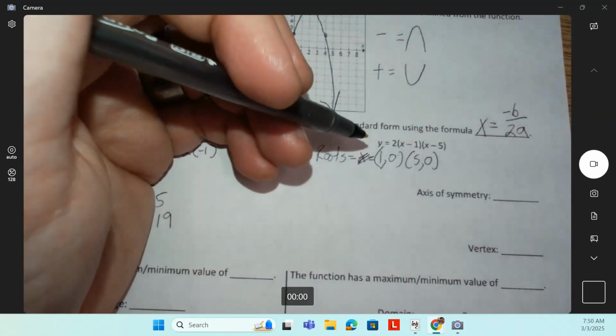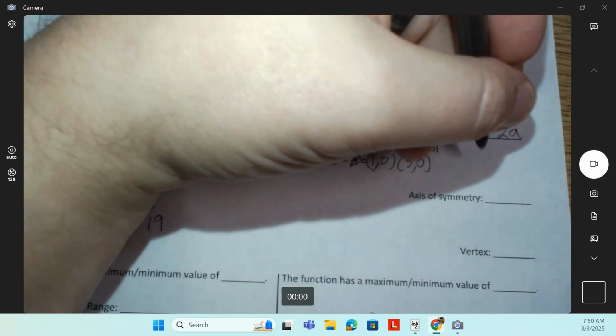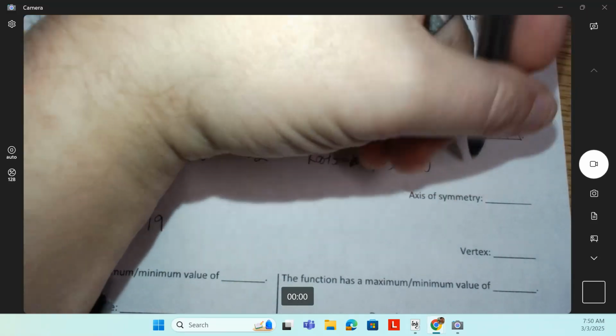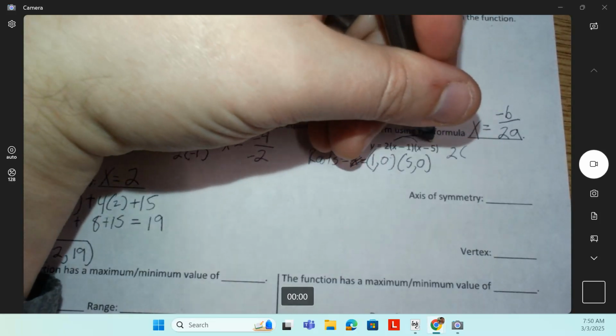So let's multiply this out real quick. Give me 2 times, I'll use my FOIL, my claw.